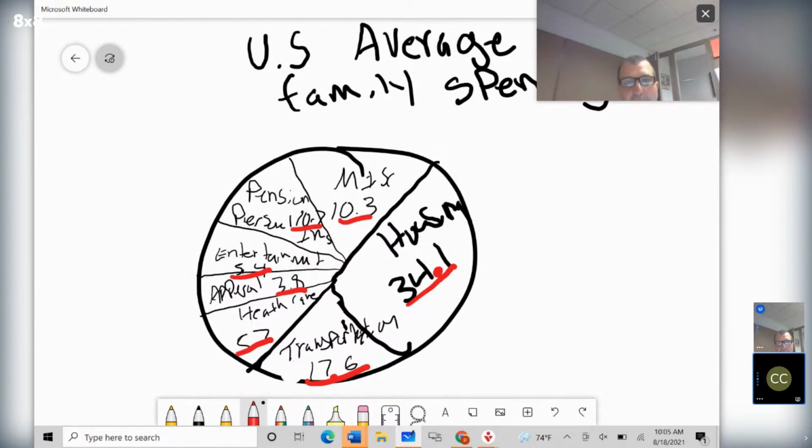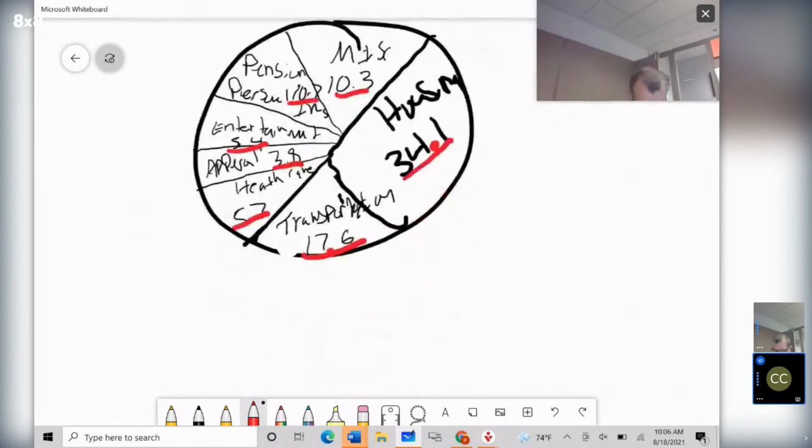Remember, this is the average family. This isn't just one family. Say they did a survey and maybe 1,000 families participated in this survey. They would basically take the average of the 1,000 families, and each family is going to be a little bit different, but this is just the average. Okay. So I want to look at some questions.